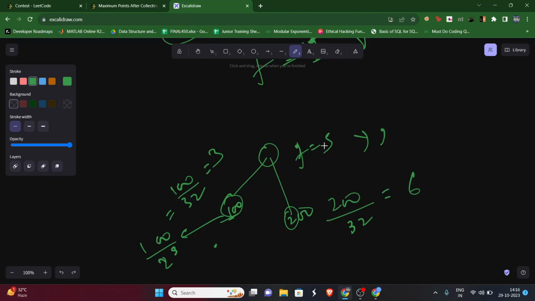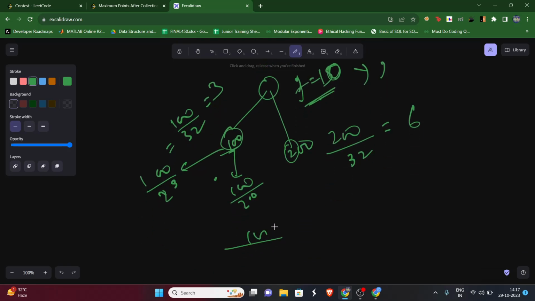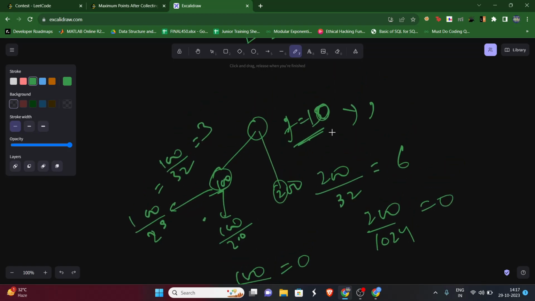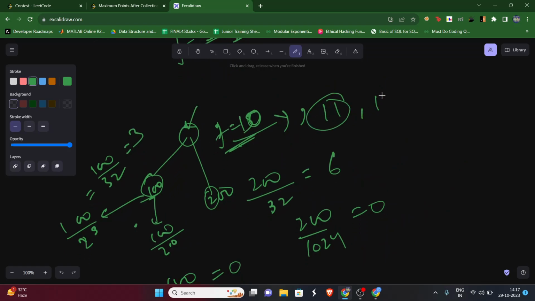But let's say I have made f equal to 10. So in one iteration, I have got it 10. That means 100 needs to be divided by 2 to the power 10, and 2 to the power 10 is 1024. So 100 divided by 1024 will be 0. Similarly, 200 divided by 1024 will also be equal to 0. So even if we are at this node and f was 10, and f now becomes 11, or 12, or 13, does it make any sense?